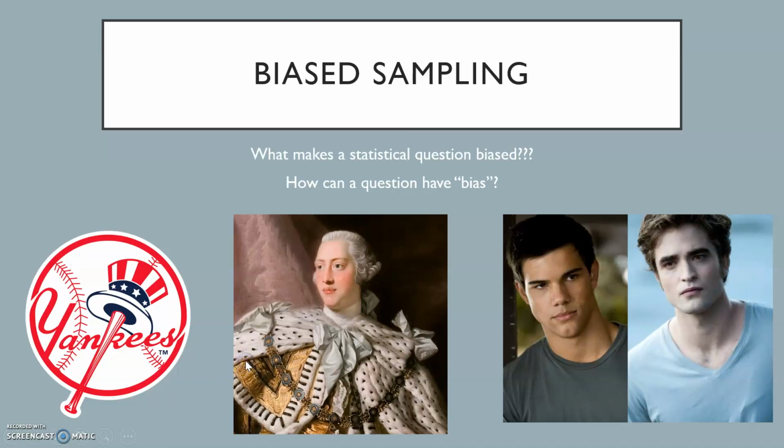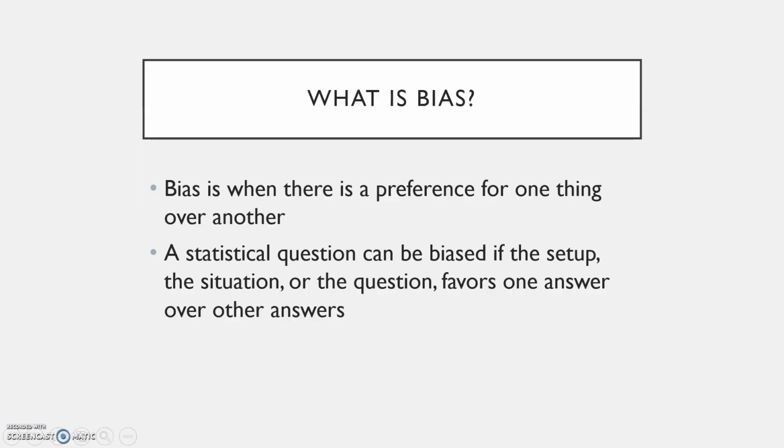So, bias sampling. What is bias? Bias is when there's a preference for one thing over another. Just generally, if you have a bias for, I don't know, vanilla over chocolate ice cream, you have a bias. So if someone came to you and said, hey, do you want vanilla or chocolate? You're going to say vanilla. That's not even a question. Now, that's not necessarily a bad thing. Everybody has preferences. But you being biased and a question being biased are totally different things.